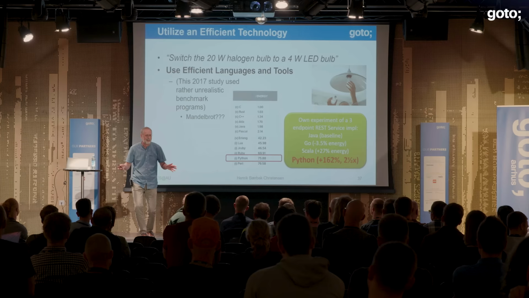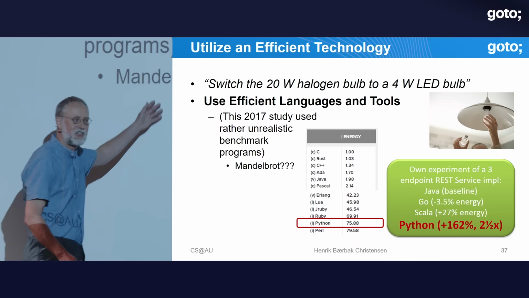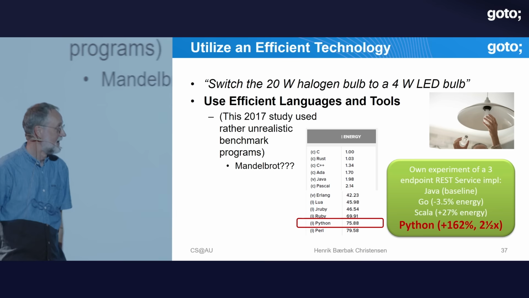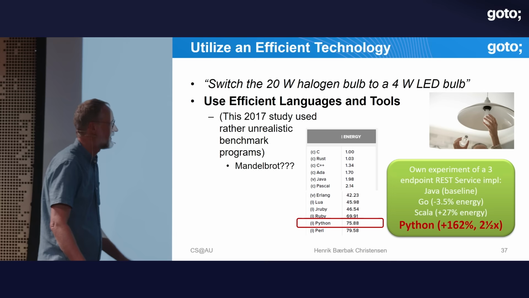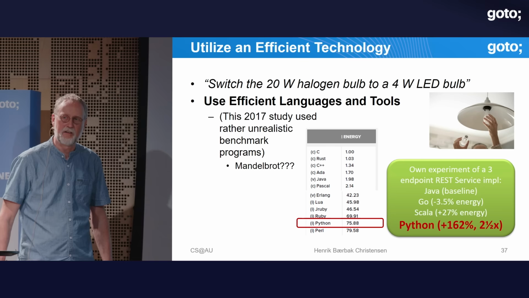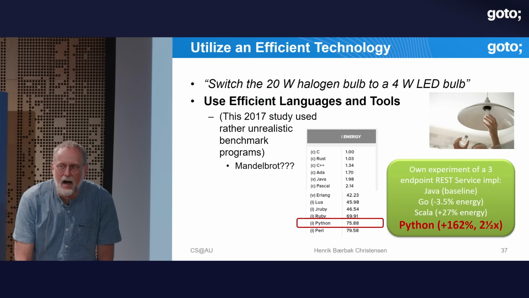It's basically a fractal graph, you know. We don't sell that stuff, you know. We don't sell n-body simulations or DNA sequencing or something, or fugue. But anyway, so I'm trying to do a more realistic one. So again, I took my 3-endpoint REST service and developed it. I had the Java implementation. I'm a Java programmer. And then I learned Go in order to do this. But Go, well, 3.5% saved on the same service, right? Then my kid is learning Scala, okay? So I thought I better also learn Scala, plus 27%. Okay, and then I did Python.